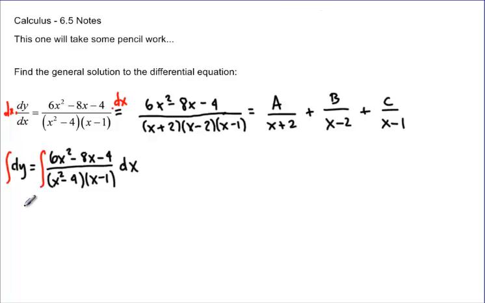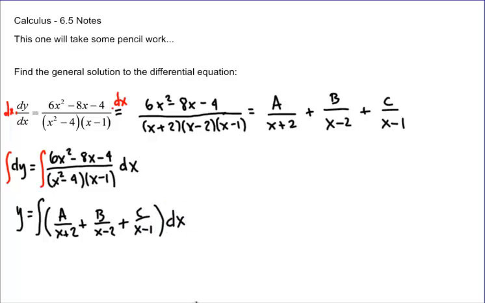And when you do that, you end up with a y all alone. But now you've got the integral of this problem. And so the integral we are going to solve is going to look like this. A over x plus 2 plus B over x minus 2 plus C over x minus 1. So that's the actual integral that we want to solve out.